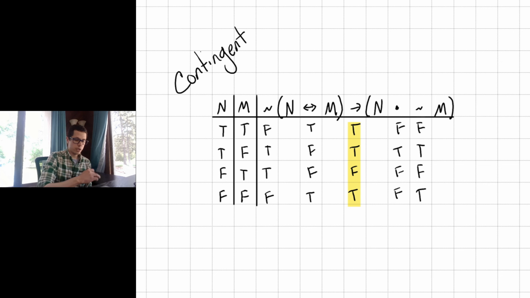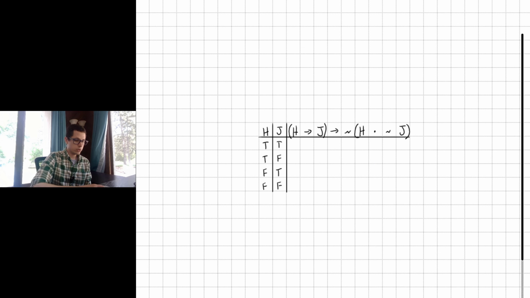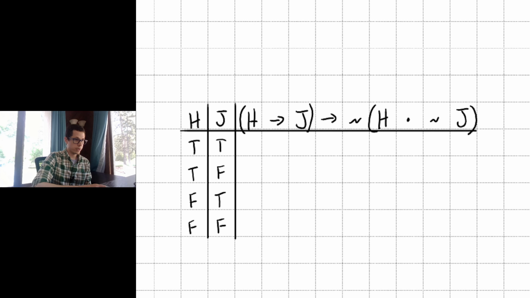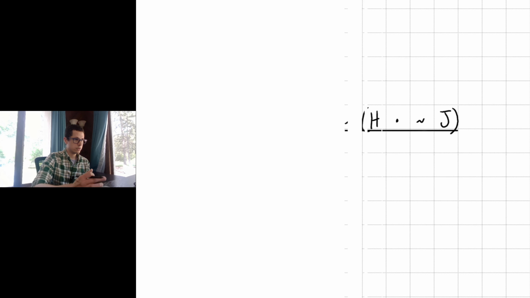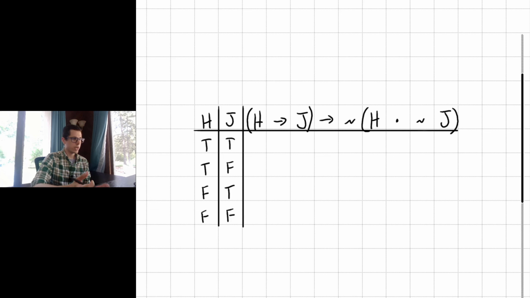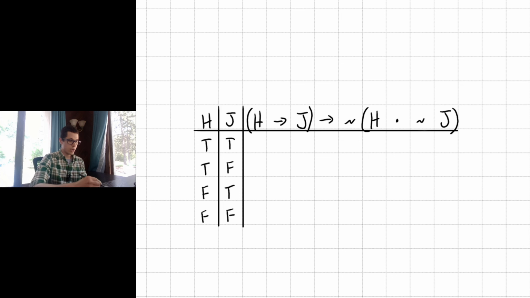And now let's move on to the final truth table. There we go. Try to get this to zoom in a little bit. Okay, that's really not as smooth as I would like, but whatever. Technical difficulties and all that. Okay, so just doing the same thing here. Let's go ahead and start with the antecedent, H implies J.